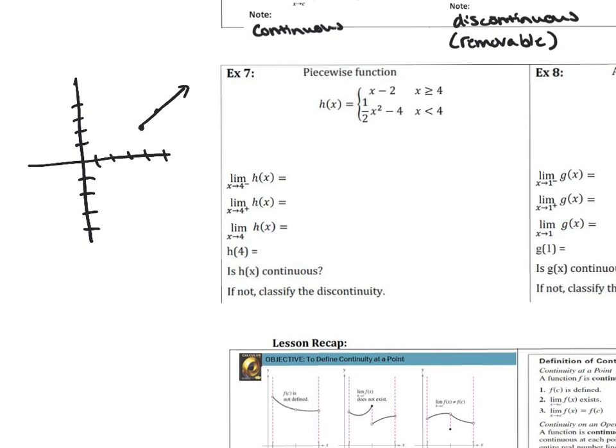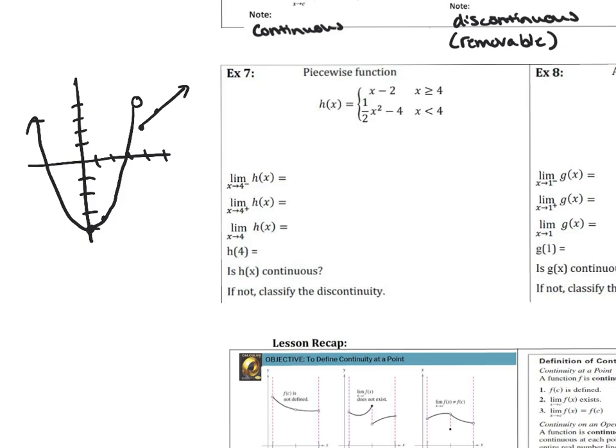We know that that's a parabola. When we plug in the value of 4 for x, we get a value of 4 for y, so that'll be an open circle up here. We know that it goes through (0, -4), and that's actually your vertex. And it has a vertical stretch of 1/2, so we would go up 1/2 and over 1. So we have a little parabola that's going like that when our x values are less than 4.